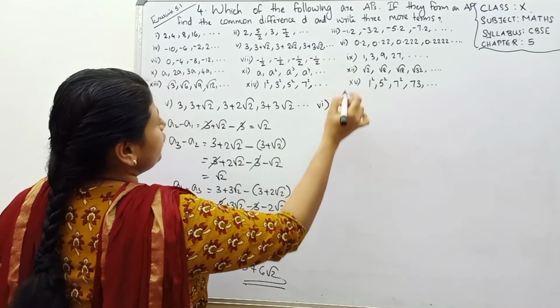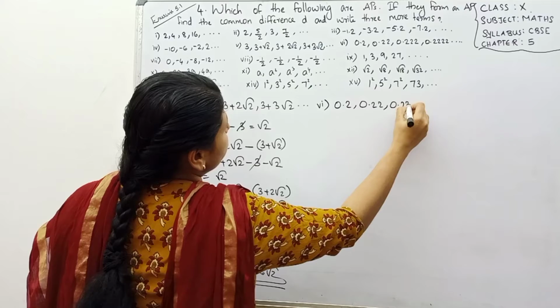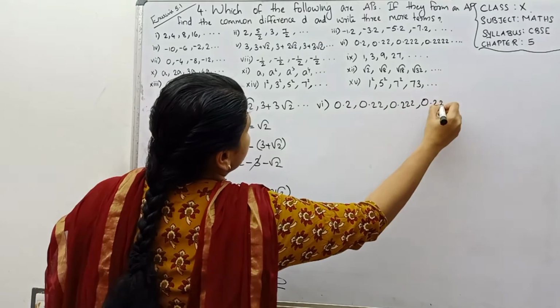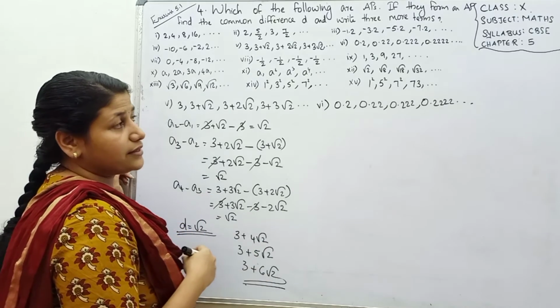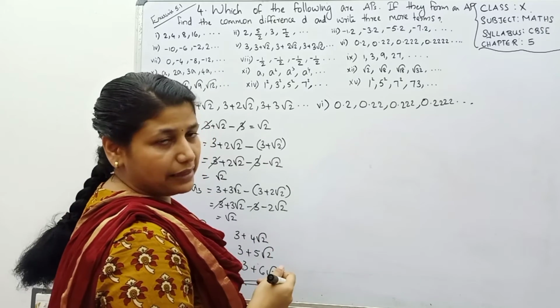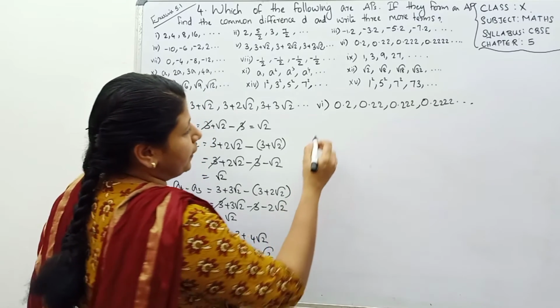Okay. Then sixth question, which is 0.2, 0.22, 0.222, and so on. From the question itself we can say that it's not an AP. As I said, you can understand just by looking that it's not an AP. But writing that alone is of no use. We have to prove it. So okay.